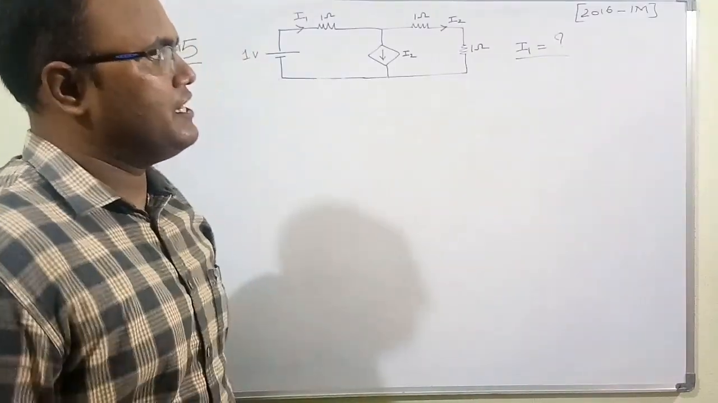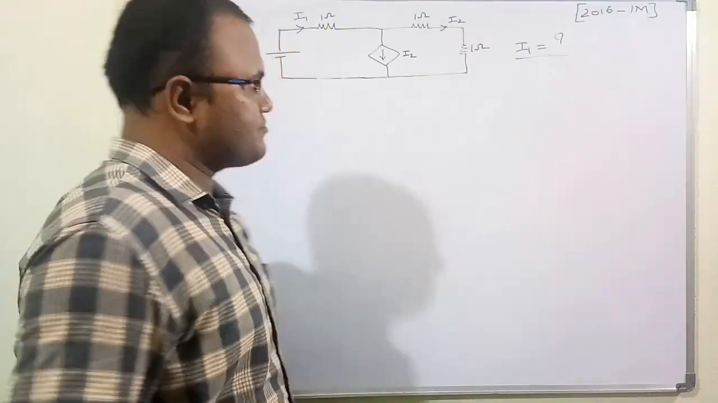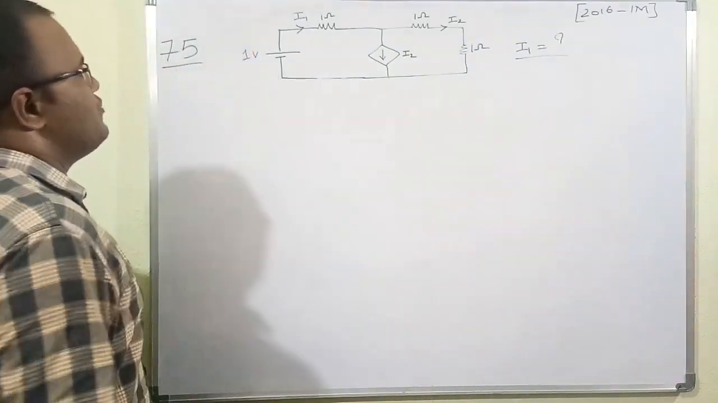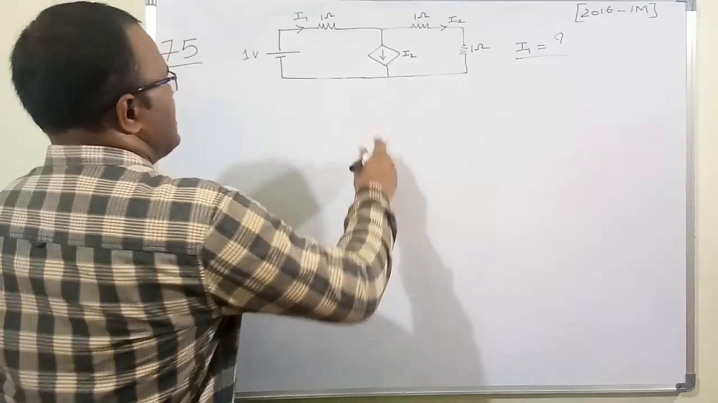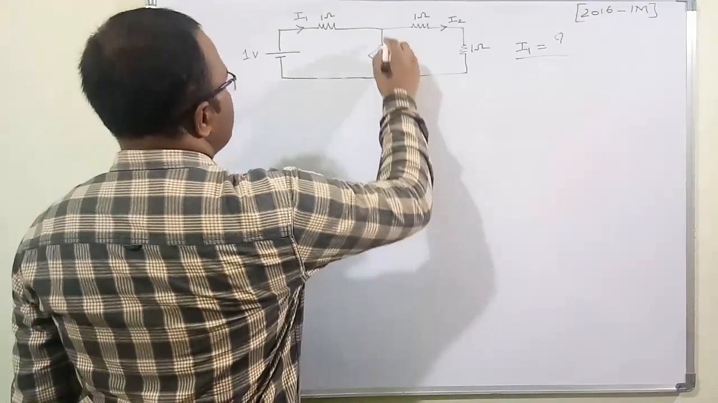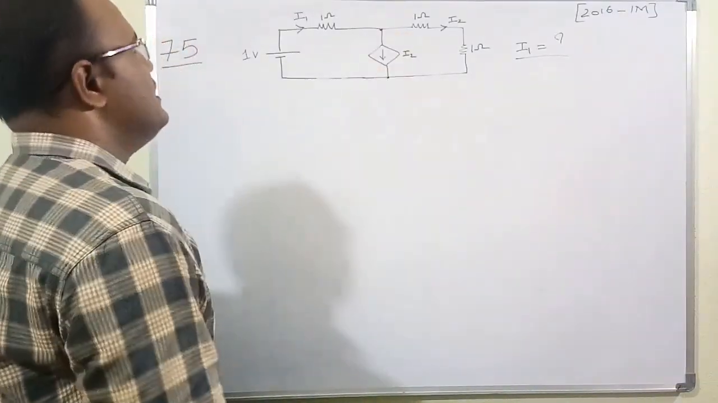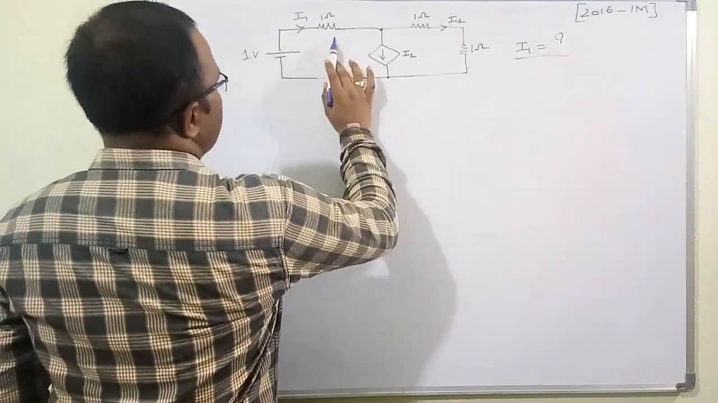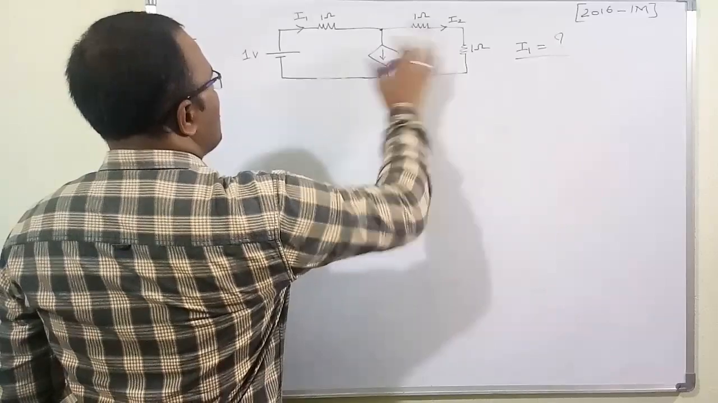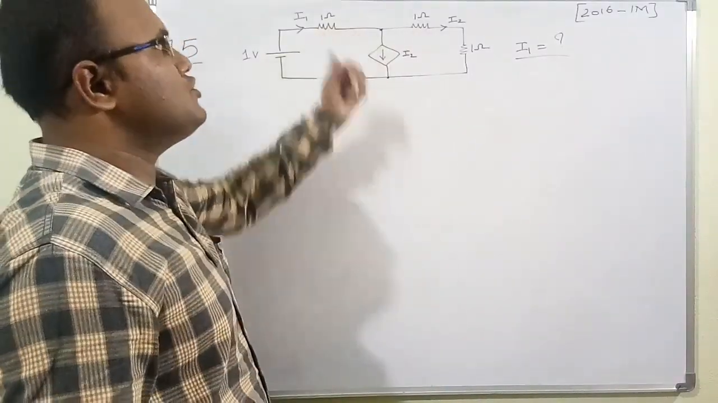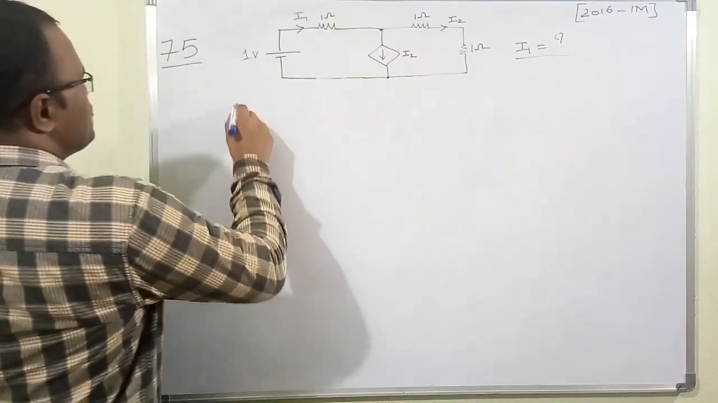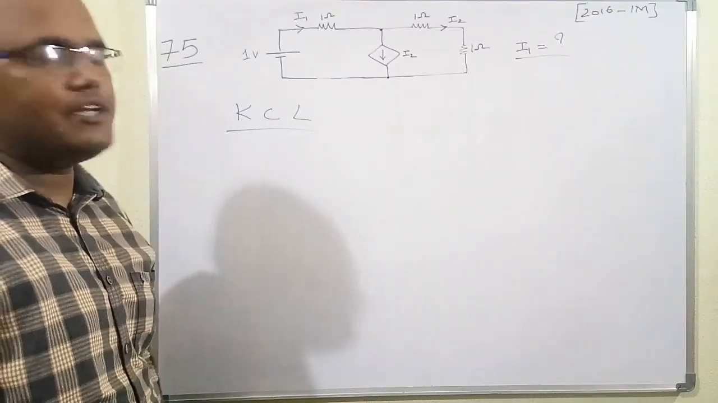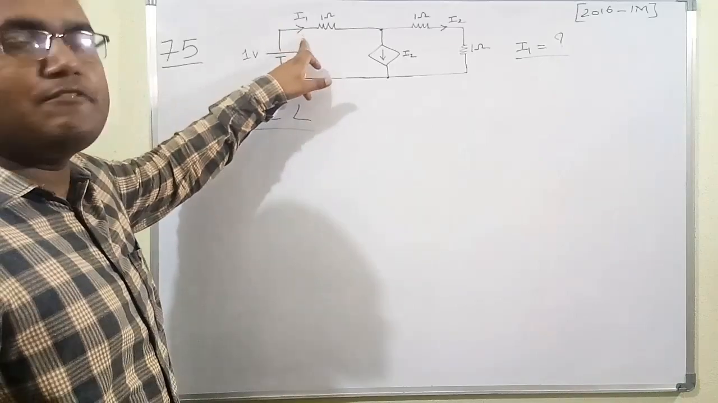This question was given in GATE 2016 for 1 mark. So now let's get started to solve this numerical. If you see carefully, there are two nodes, node 1 and node 2. See, by KCL, the current incoming to this node is I1, and there are two currents going outside of this node. So by KCL, the sum of incoming currents is equal to the sum of outgoing currents. There is only one current which is incoming.